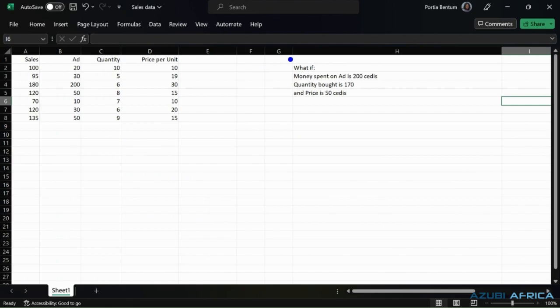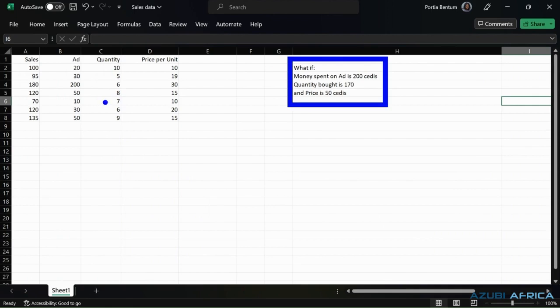What if you know that 200 cedis has been spent on advertisement, the quantity of the product bought is 170, and the price of the product is 50 cedis? Would you be able to predict the sales? Yes, you can. We are going to use the Data Analysis ToolPak to make that prediction.